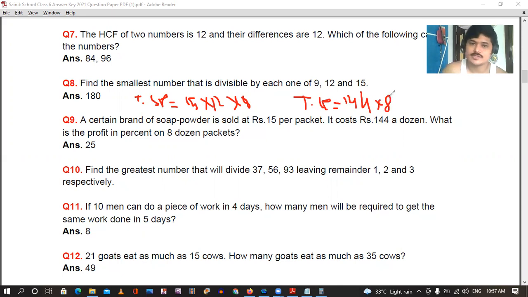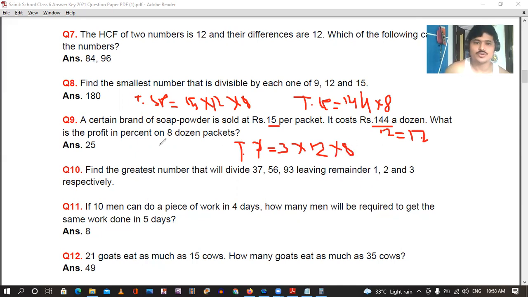What is the profit percent? Now, 144 a dozen means he is buying it at 12 rupees. He's buying it at 12 rupees, selling it at 15. So profit is equal to 3 rupees on each. So total profit is 3 rupees in one packet into 12, that means 1 dozen, into 8.